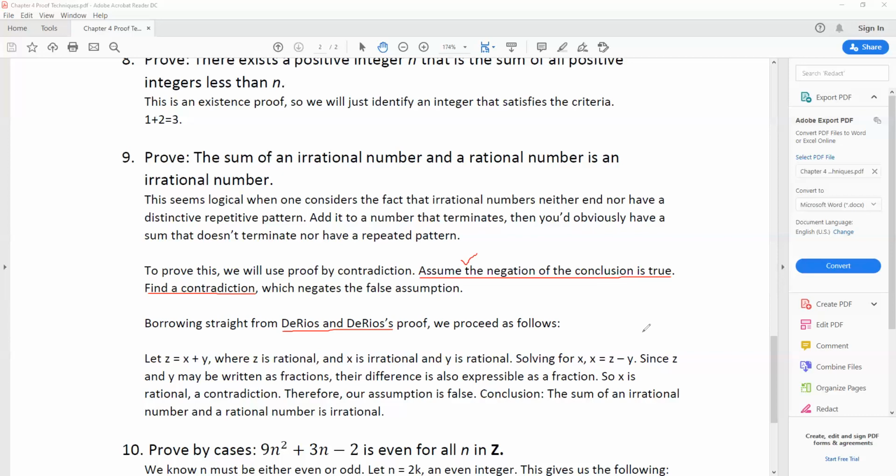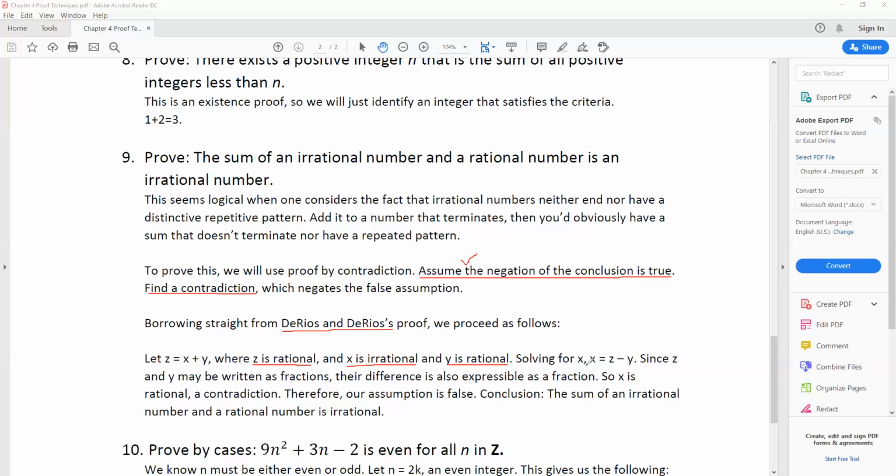So I decided to let z equal x plus y, where z is rational, because the negation of the conclusion would be that the sum is rational. That's the opposite of what I'm actually trying to prove. That's fine. That's the way proof by contradiction works. I'm going to let z be rational, and I'm going to claim that x is irrational and y is rational. So basically, I'm going to try to prove that if you take an irrational number, x, add it to a rational number, y, the sum is another rational number.